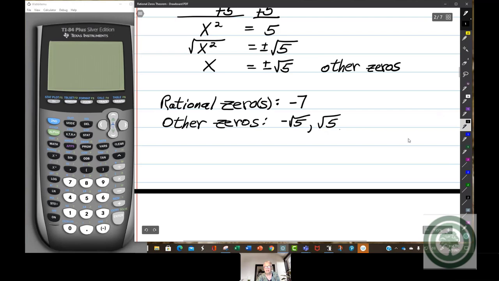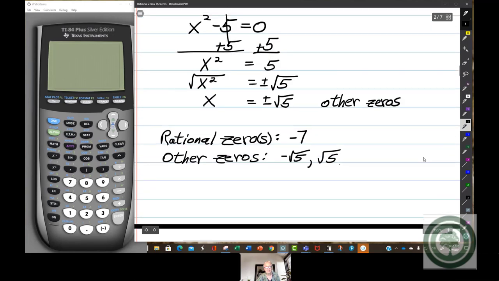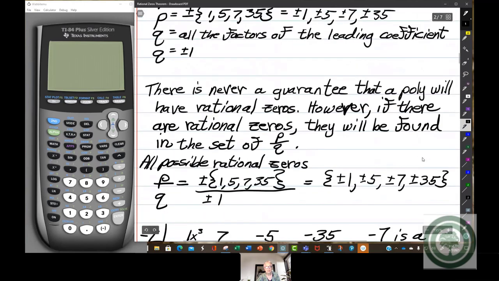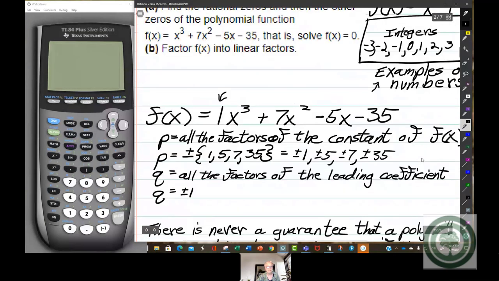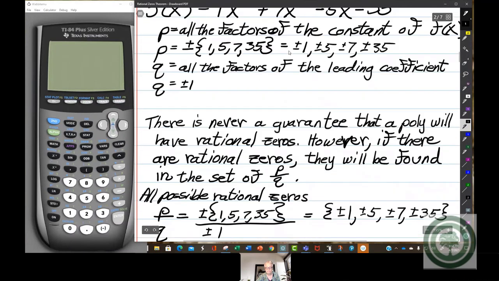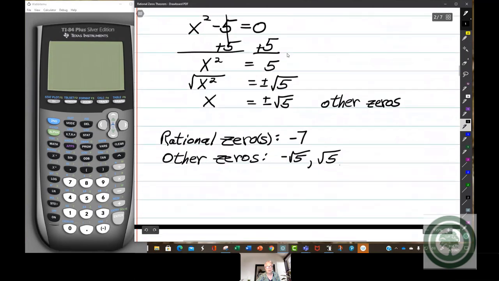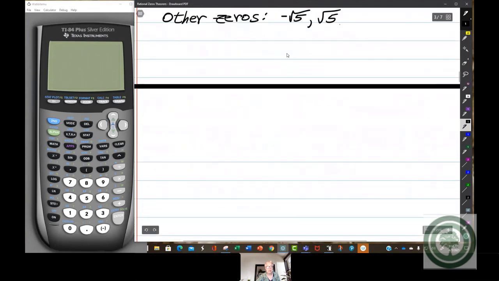Now let's look back up and see what all we're being asked to do. There's one more step. Factor f of x into linear factors. Well, we know how to do that too. We use our factor factory.